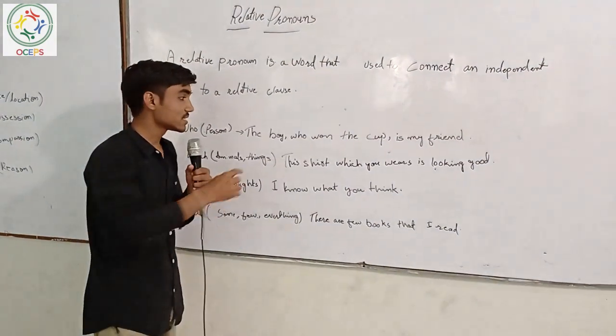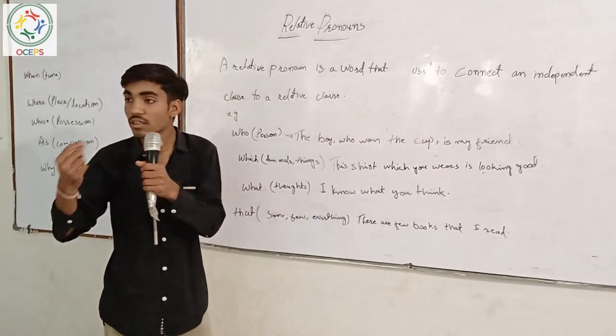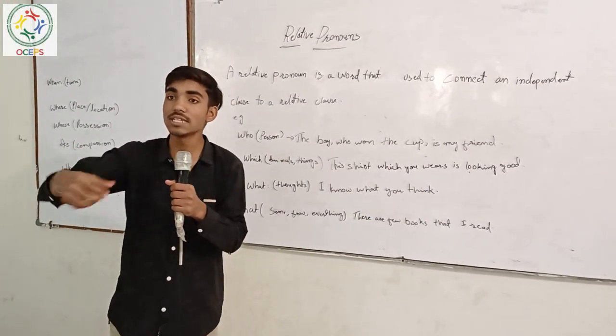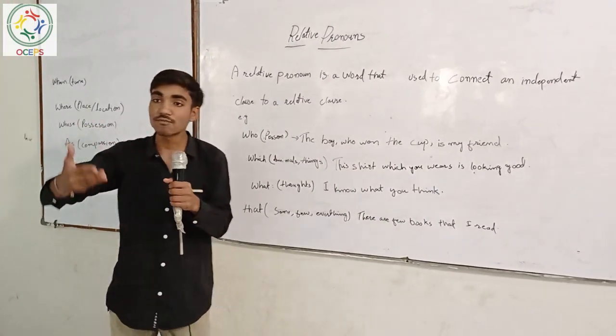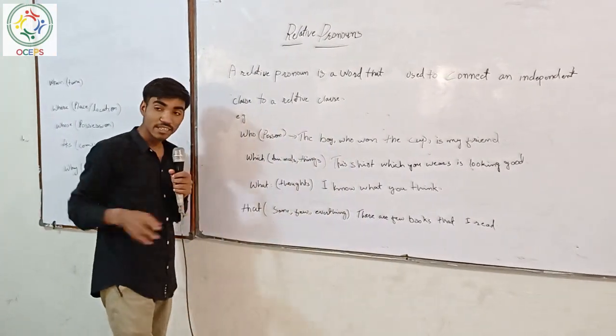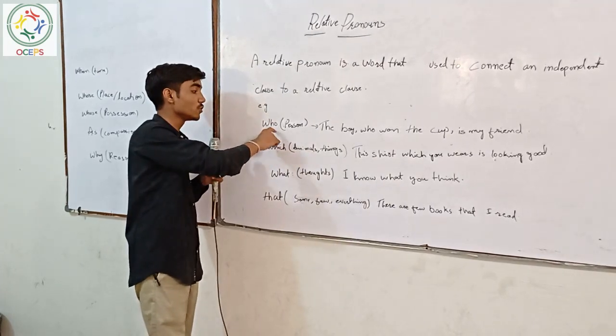So I could also write, the boy is my friend. This is the common sentence, but I give it extra information: the boy who won the cup is my friend. So it gives extra information about this boy. Okay, so I hope you easily understand that when we use person, we use who.